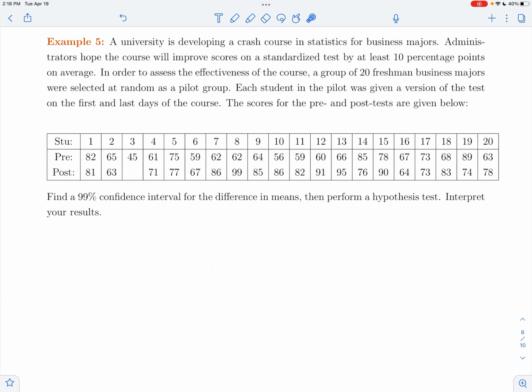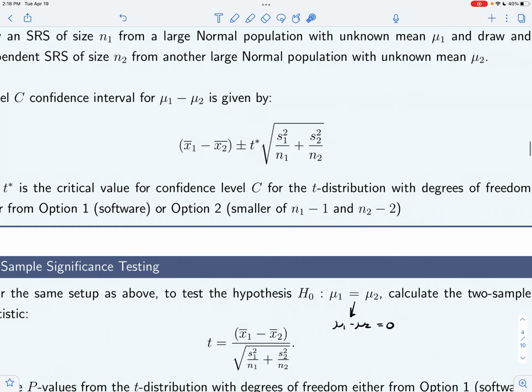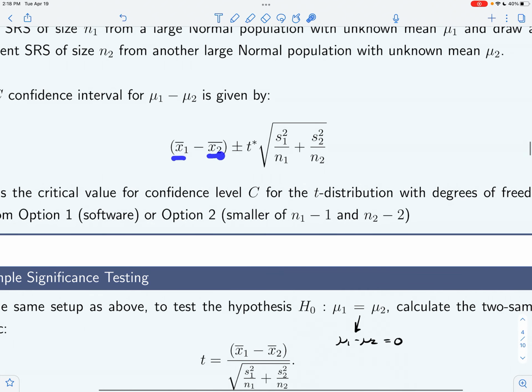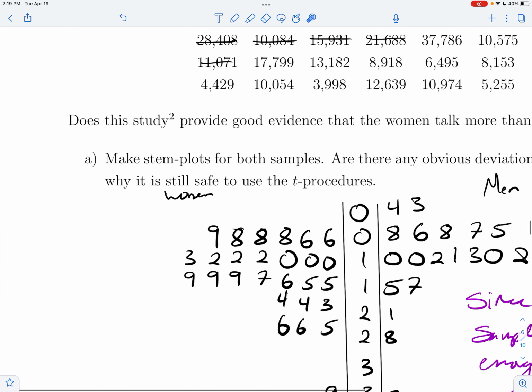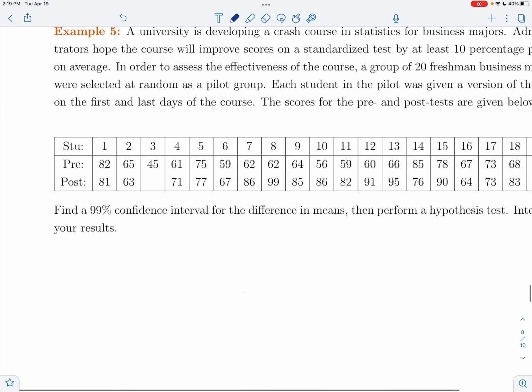But if you recall, let me scroll up and find our formula. Our formula for confidence interval uses x1 minus x2. And I like that to be positive. I'm thinking about improvement being positive. How much did it actually improve? And so think about it. This difference is only going to be positive if this number is bigger than this number. And so with that in my mind, I'm actually going to label the post-test as the first sort of data and the pre-test as the second.